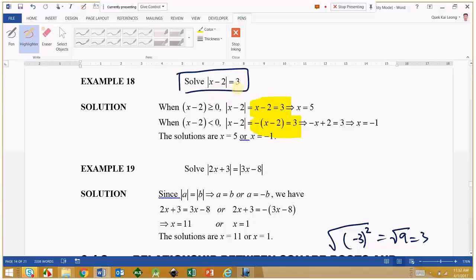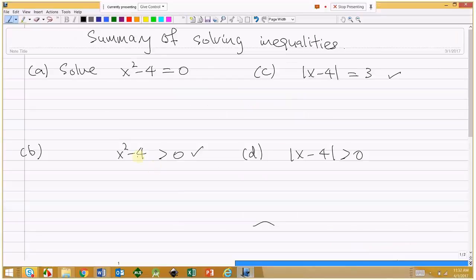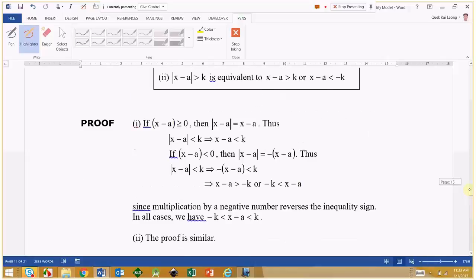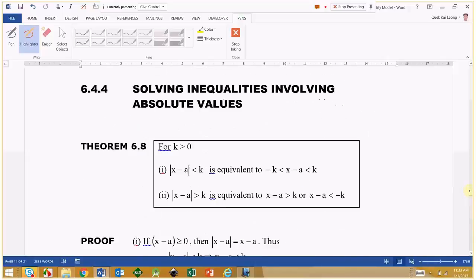Okay, so now where are we? We have learned this. Remember this or not? You have to remove the absolute sign first. When you remove the absolute sign, you consider two cases. One is positive, x minus 4. The other one is negative bracket x minus 4. Then you solve for x. Remove the absolute sign first and consider the two cases. Last part already. It's going to be over very soon.